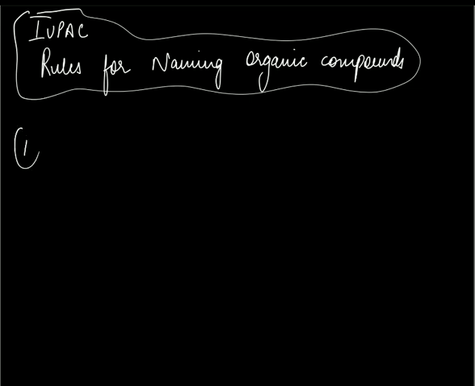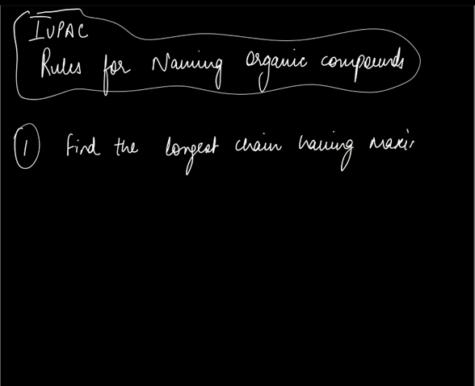So the very first rule that we have is: find the longest chain having the maximum number of carbon atoms. Now, one thing we need to remember, some of the rules can be nullified depending upon certain situations. So you have to keep a lot of things in mind. In the beginning, it can be a little difficult, but with a lot of practice, you will keep things in mind and you'll be able to answer better.